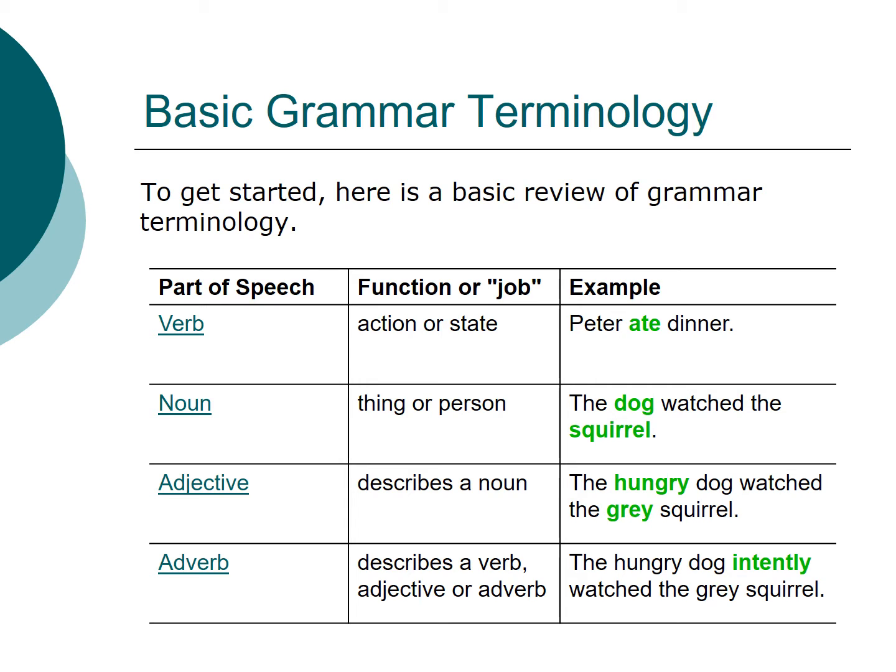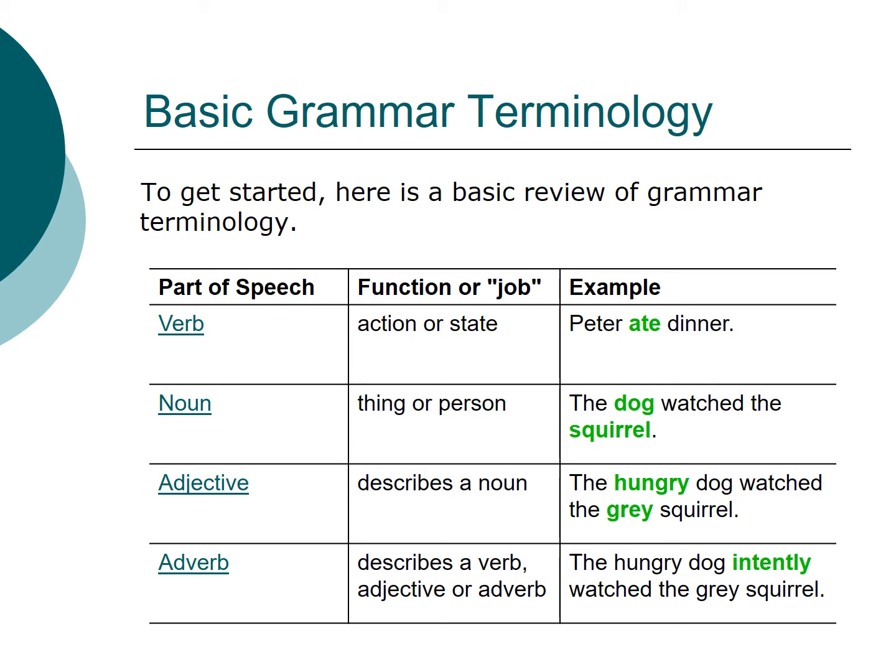For example, the dog watched the squirrel. So dog and squirrel here are nouns. The adjective is the word that describes a noun. The hungry dog watched the gray squirrel. So dog, as we said, is the noun. When I describe the dog as hungry, hungry is a word that describes the dog. It's an adjective. Also, if we look at the word before squirrel, squirrel is a noun, so the word gray describes the squirrel, so it's an adjective.